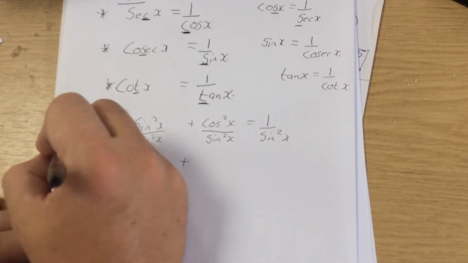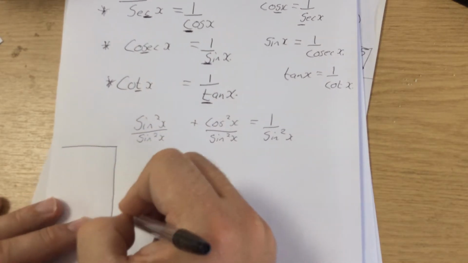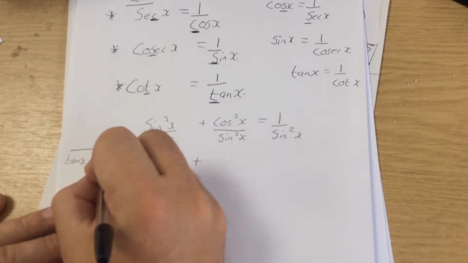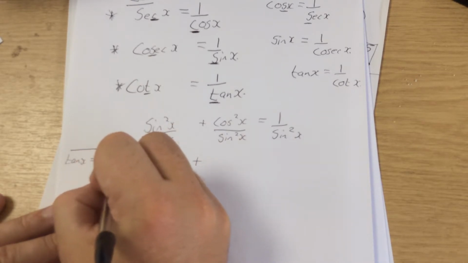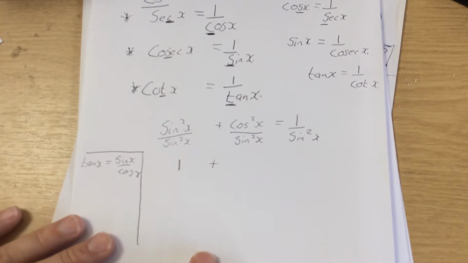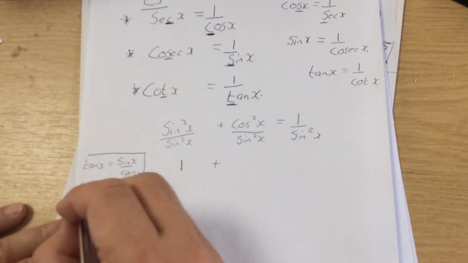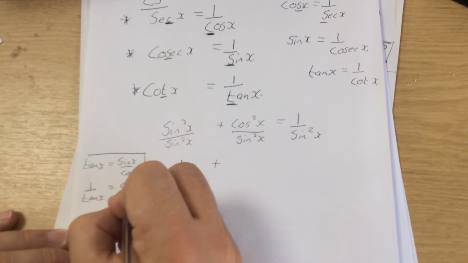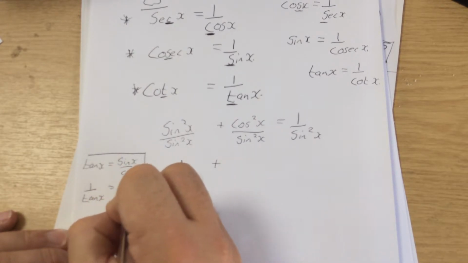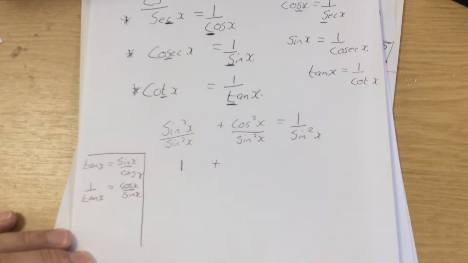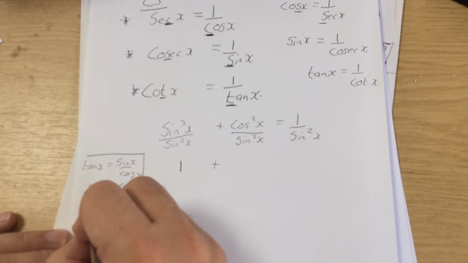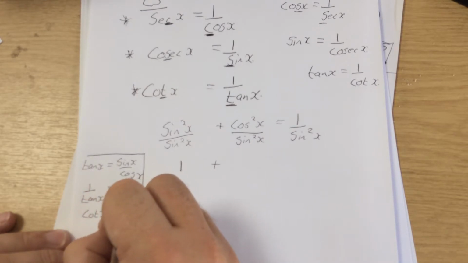whereas you know that tan is sine over cos. Because you know tan x is sine over cos, 1 over tan x is going to be the same as the other way round, cos x over sin x. And we know from what I just told you that cot x is 1 over tan x. So cot x is equal to cos x over sin x.